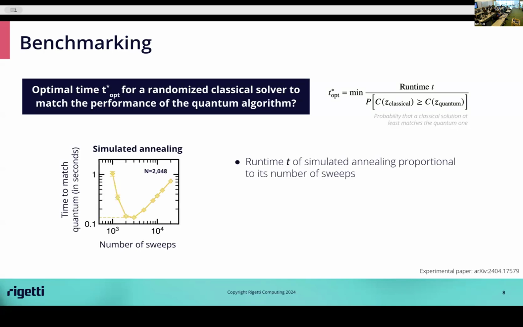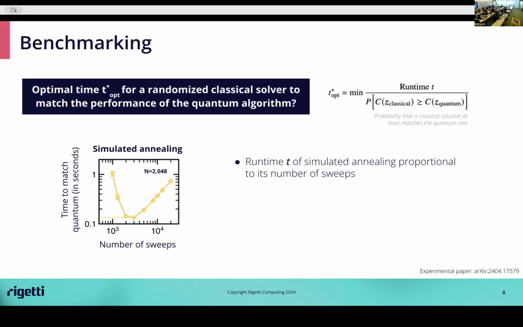I'm taking an example to make that a bit more clear, and I'm doing that with simulated annealing for 200,000 variables, just one specific problem instance here. The x-axis is the number of sweeps, and that's directly proportional to the runtime of your simulated annealing algorithm. On the y-axis is the time to match the quality of the solution returned by the quantum solver. If the number of sweeps is very large, the probability of finding the optimal solution is also very large, but you've maybe overshot it, right? Because the runtime is also quite long.